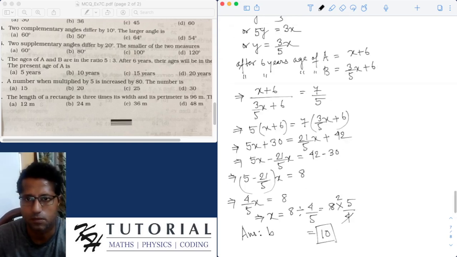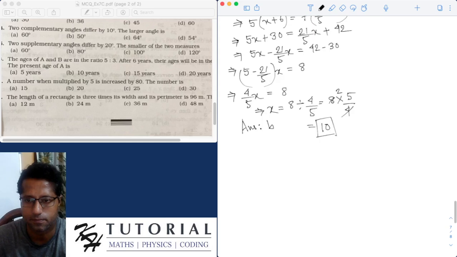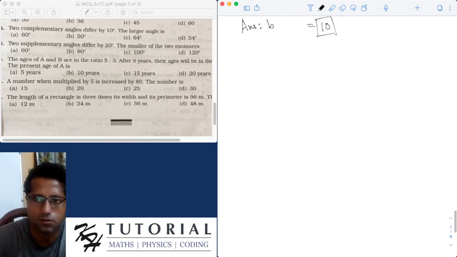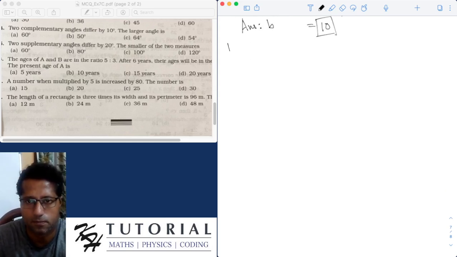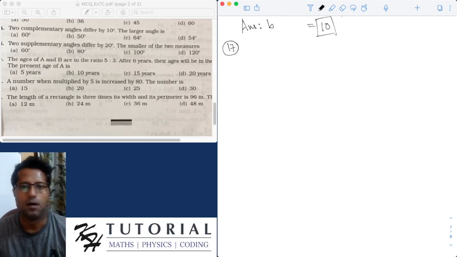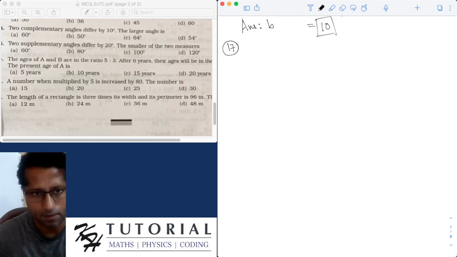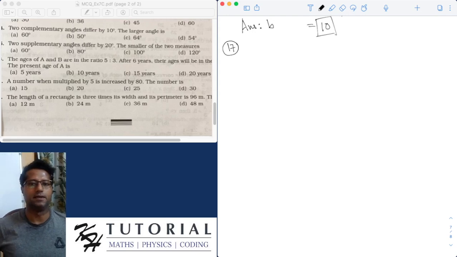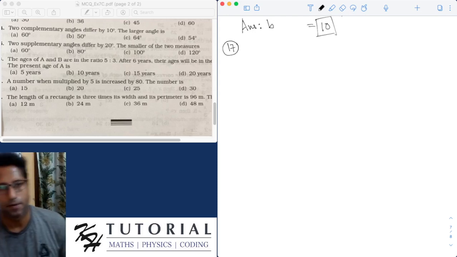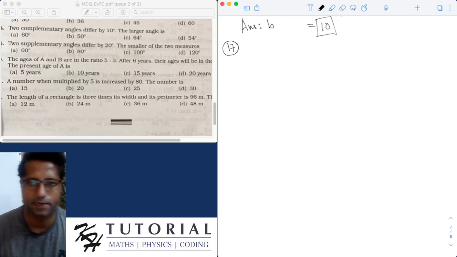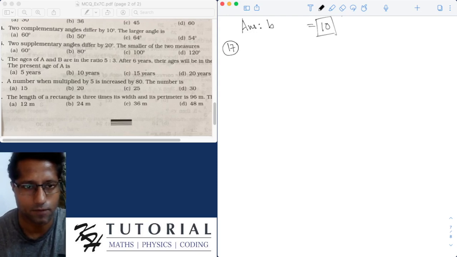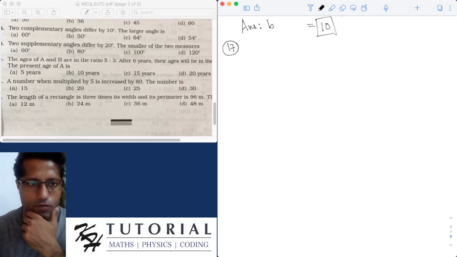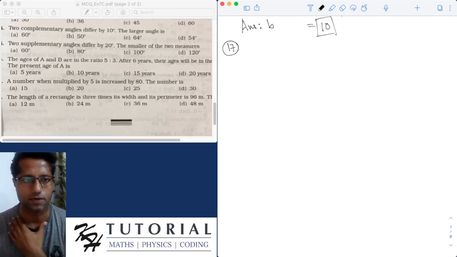Okay, this was 16. Let's do 17. It says a number when multiplied by 5 is increased by 80. Then the number is... A number when multiplied by 5 is increased by 80. Now this language is really critical. You have to understand what exactly it is trying to say.